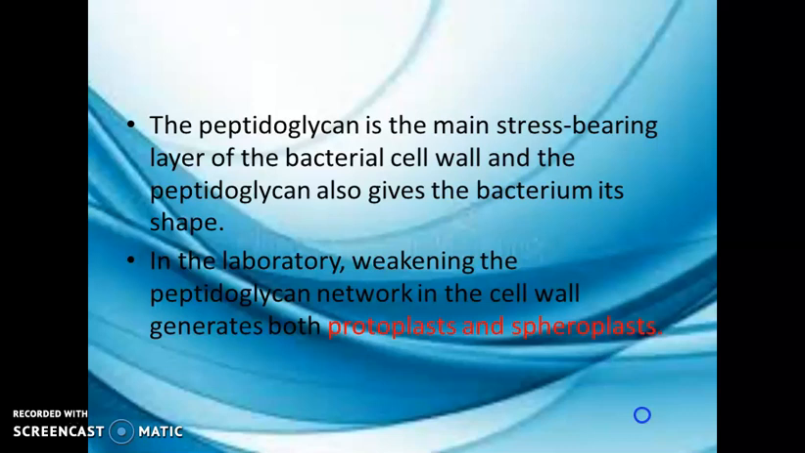Actually, this peptidoglycan is the main stress-bearing layer of the bacterial cell wall. And the peptidoglycan also gives the bacterium its shape. How do protoplast and sphaeroplast generate? They can be generated both in the laboratory as well as in nature. In the laboratory, they are generated by weakening the peptidoglycan network in the cell wall. Whenever the peptidoglycan network in the cell wall is weakened by any of the forces, it may generate protoplast and sphaeroplast. Now, what is a protoplast and sphaeroplast?